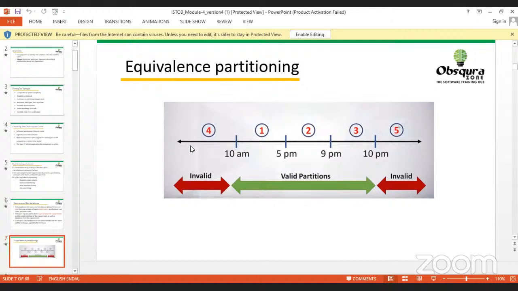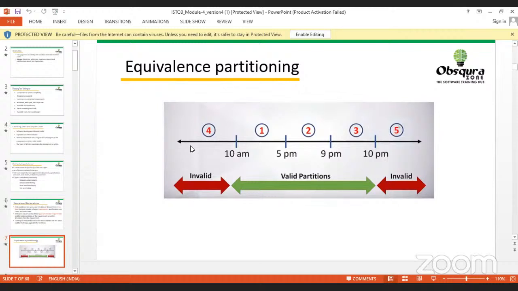Before 10 a.m. is considered an invalid partition, and after 10 p.m. is also considered an invalid partition. So in equivalence partitioning, what we do is divide our range into different partitions, like valid and invalid partitions. Here we are considering 10 a.m. to 10 p.m. as a range.